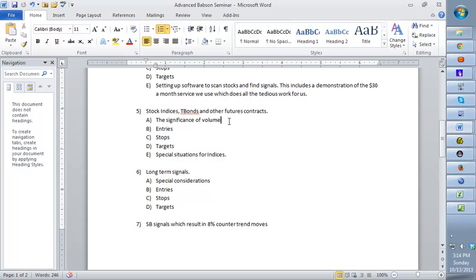But in stock indices and T-bonds and other futures contracts, what you'll find is that when you're using the smaller intraday time frames, things are a bit different, and I'll tell you what I've done to adjust for that. We'll talk about entries, stops, targets, and special situations that we found for the indices. Now then, we'll talk about long-term signals.